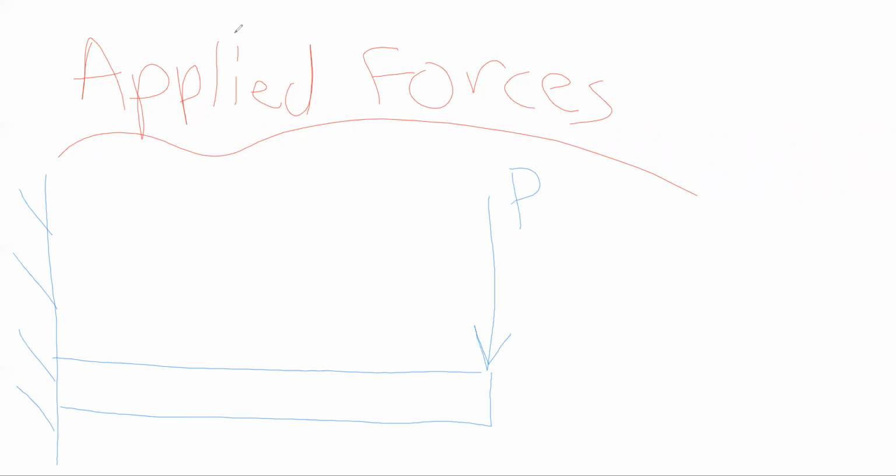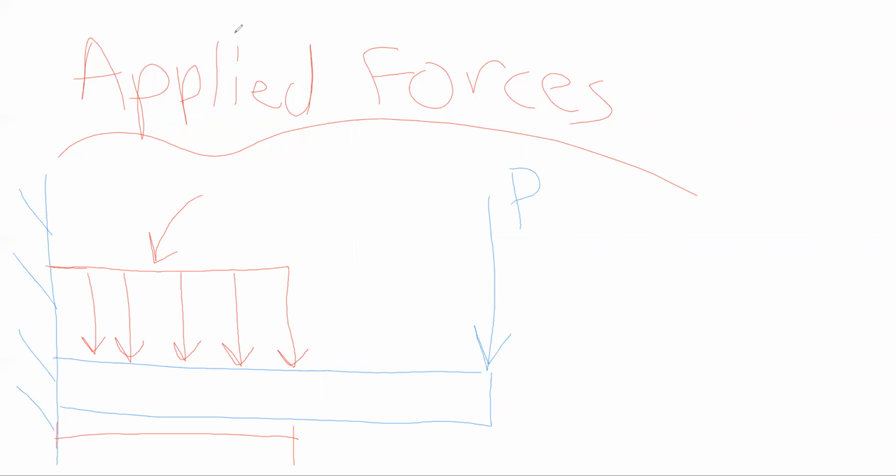A second, more challenging type of applied force is called the distributed load. And that would look something like this. This is how we pictorially represent a distributed load on a free body diagram. What a distributed load means physically is that you have a force that's acting on this entire section of the beam. And this is called a uniformly distributed load.